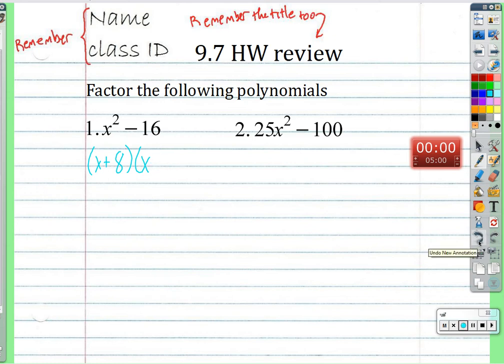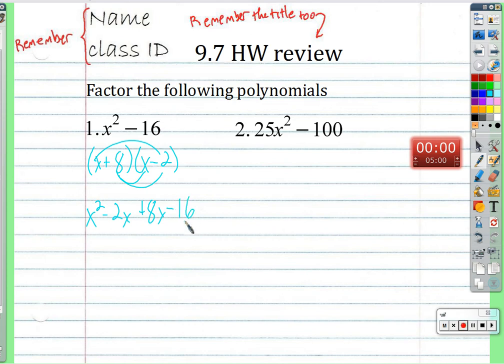Okay, let's double check this. How do we double check and make sure this is right? Or see if it's not right? Go through it. Multiply it out. Thank you for not just telling me what we should write. Okay? So we multiply it out. We get x squared minus 2x plus 8x minus 16. So there's a minus 16.